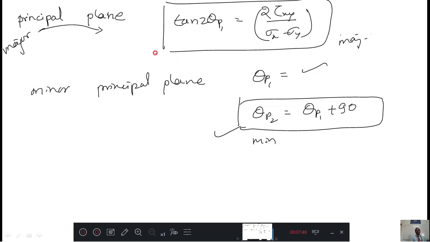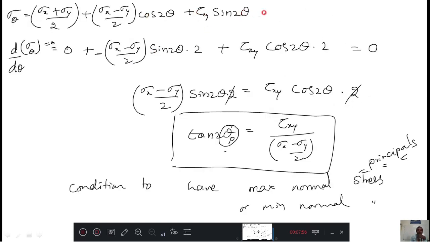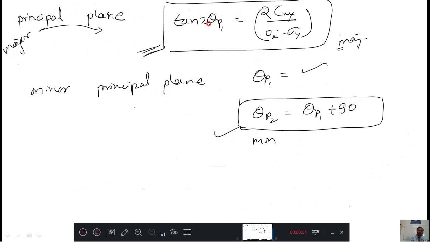Now the task is very interesting. This major principal plane condition I need to take and substitute back into this equation. But look here, theta is something inside. How to get this theta outside? Then this becomes tan inverse of something. It becomes very difficult. Therefore, I will use one technique here.